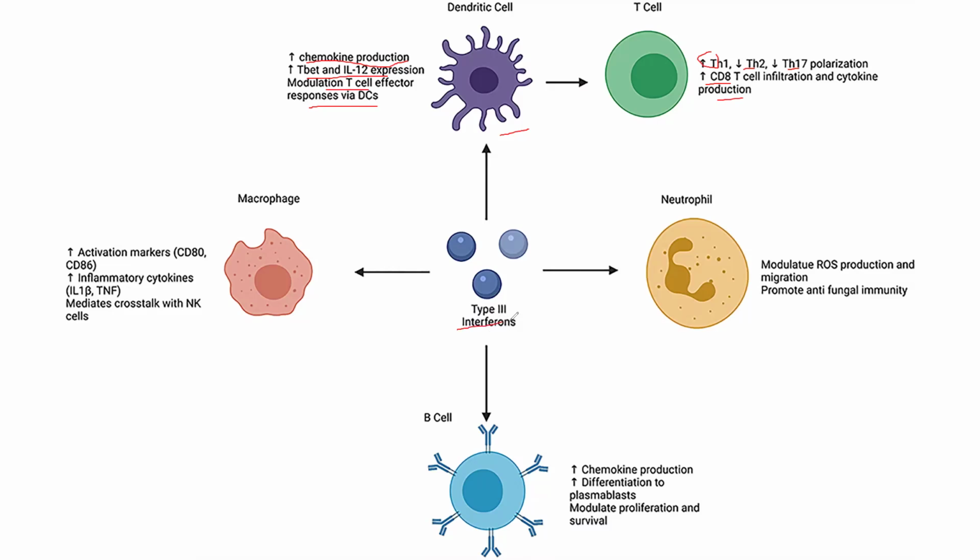These type 3 interferons will also go and activate macrophages. So activation marker production will increase, that is CD80 and CD86, and inflammatory cytokine production will increase, that is interleukin 1 beta and tumor necrosis factor TNF, which aids crosstalk with natural killer cells.